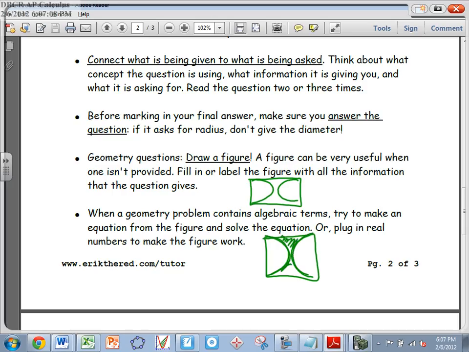Well, here's what I see. If I want to find the shaded region, it's really a rectangle minus off a semicircle like this and another semicircle like this. Again, I have a rectangle minus off the two semicircles. So that's what I mean by draw a diagram.